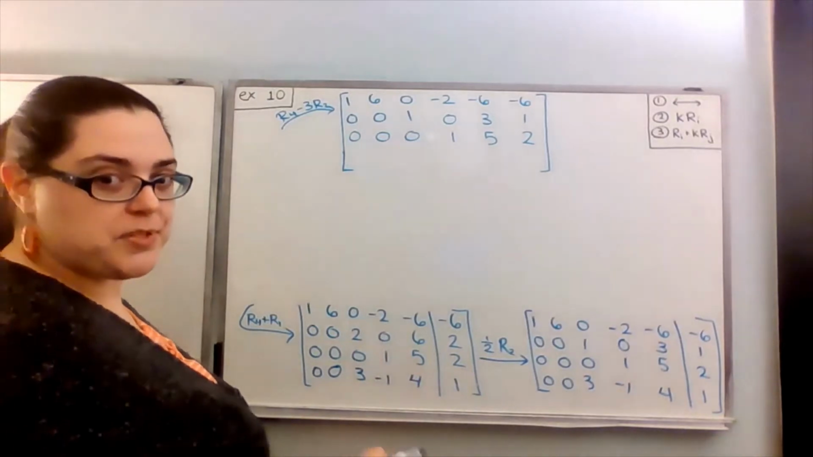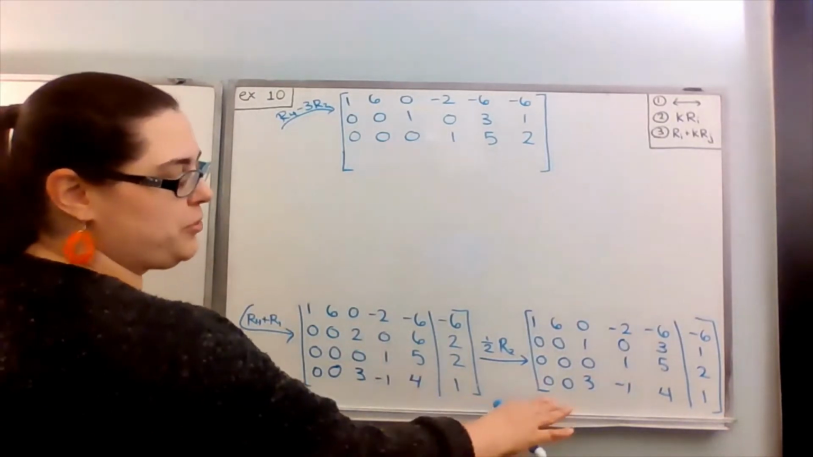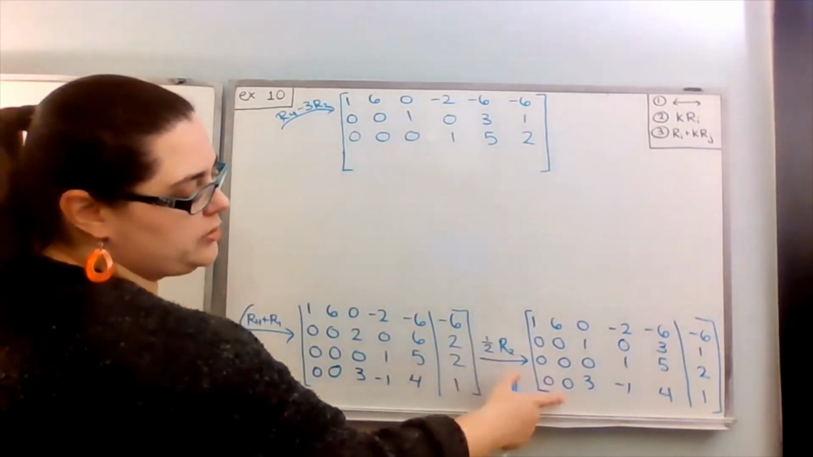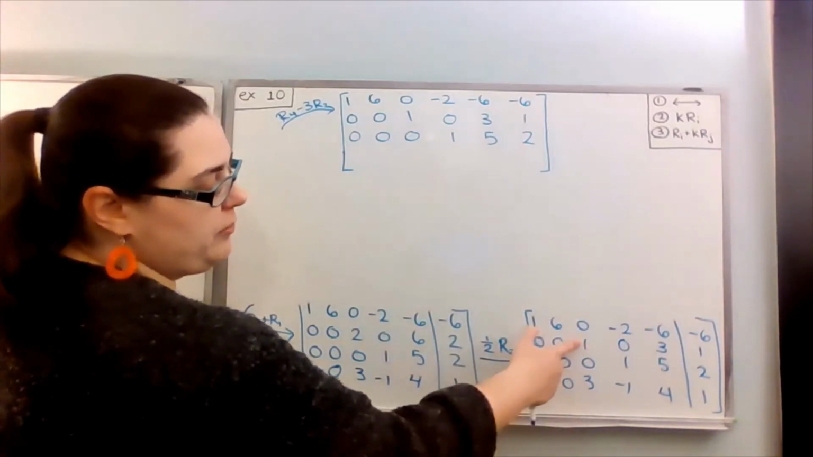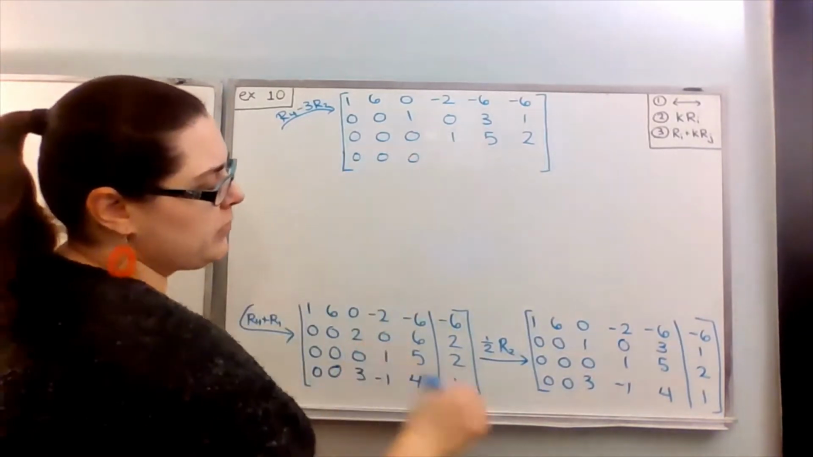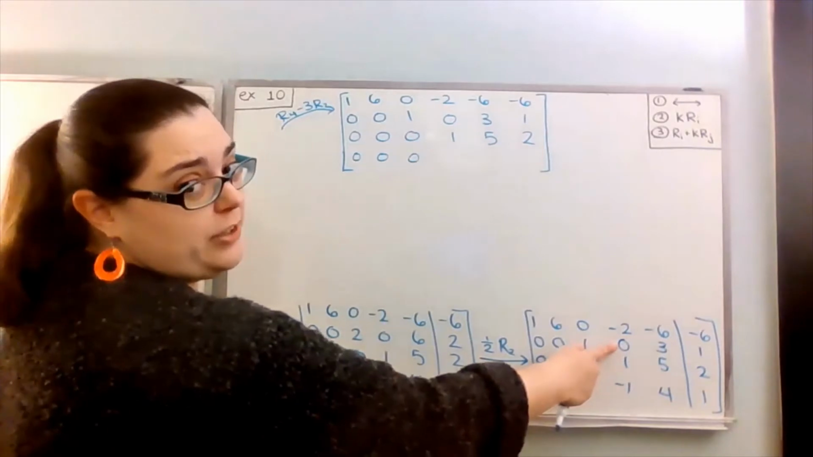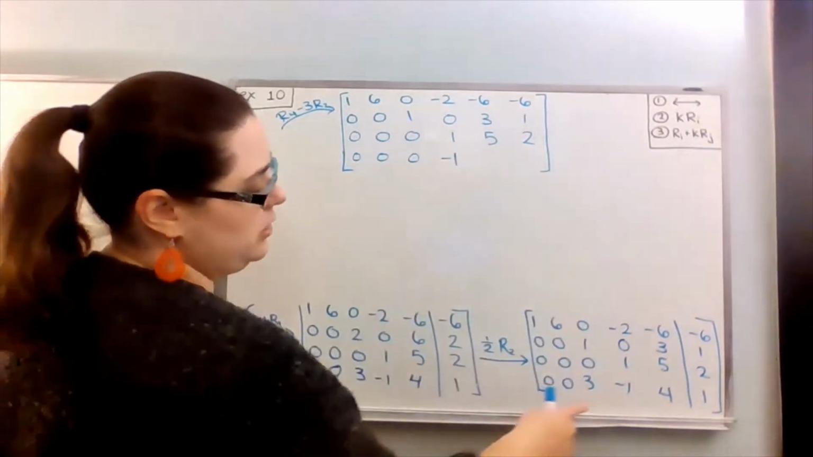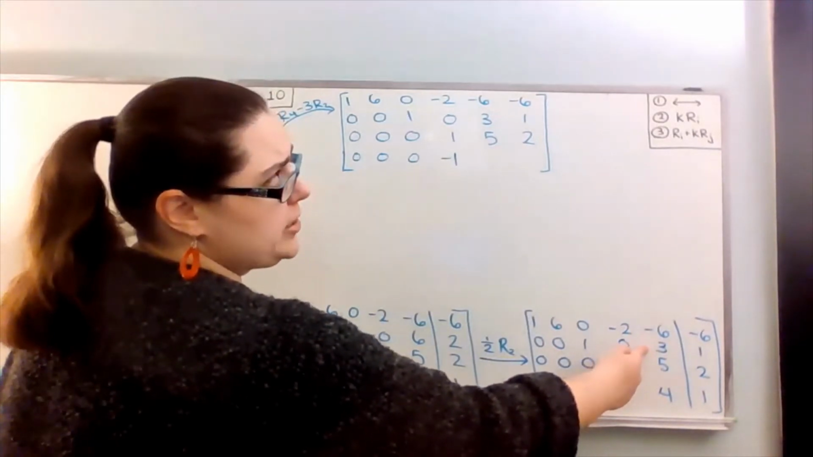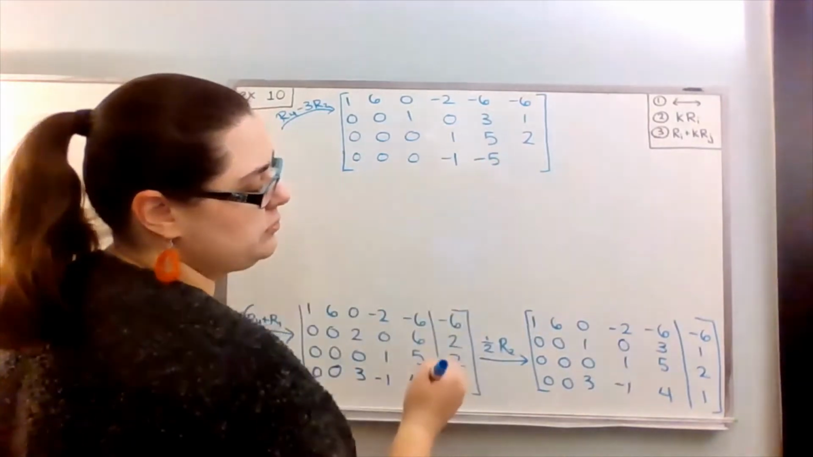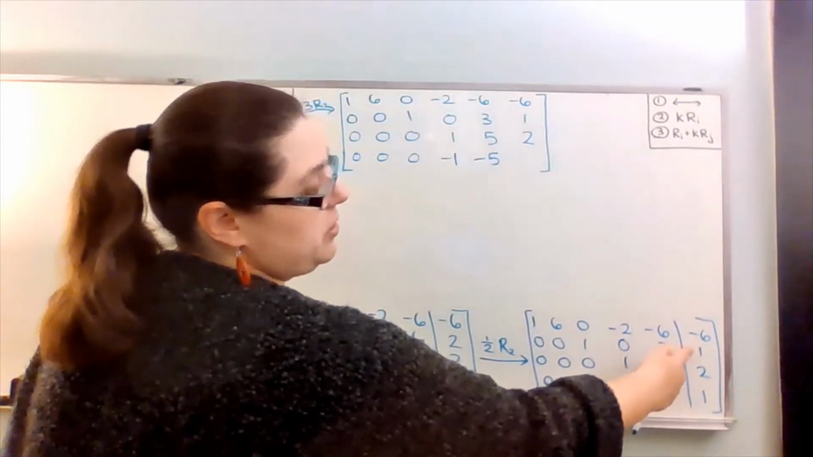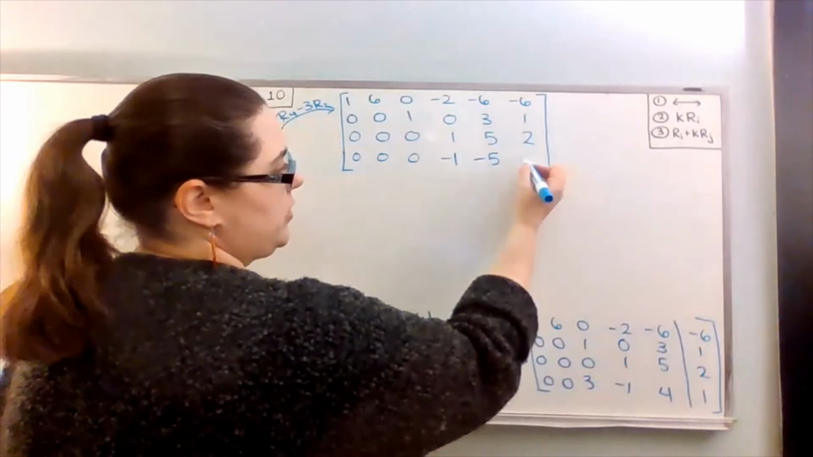Next, we're going to take our time so we don't make any mistakes, and we're going to do row 4 minus 3 of row 2. So we're going to have 0 minus 0, 0 minus 0, and 3 minus 3. So all of those are going to become zeros. Then we have -1 minus 0, which is -1. 4 minus 9, because we have to multiply it by 3. So 4 minus 9 is a -5. And then 1 minus 3, because we have to multiply by -3. So 1 minus 3 is going to be a -2.